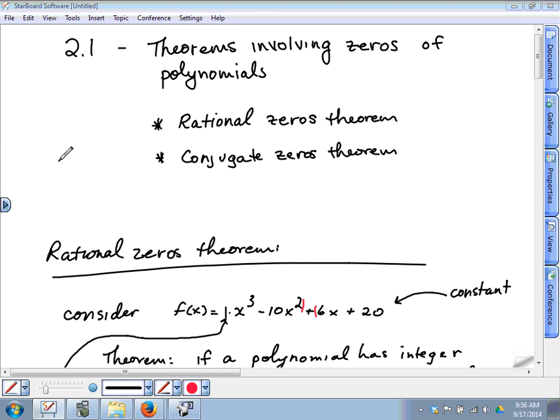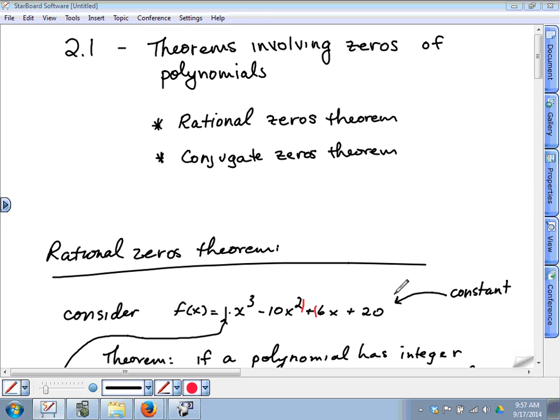Pi is not rational. Root 3 is not rational. Root 2 is not rational. Root 7 is not rational. There's a lot of irrational numbers. Any prime number that you square root would be irrational. Anyway, there's a whole bunch of different types of numbers. There's rational, irrational, imaginary. We're talking about theorems involving rational zeros.